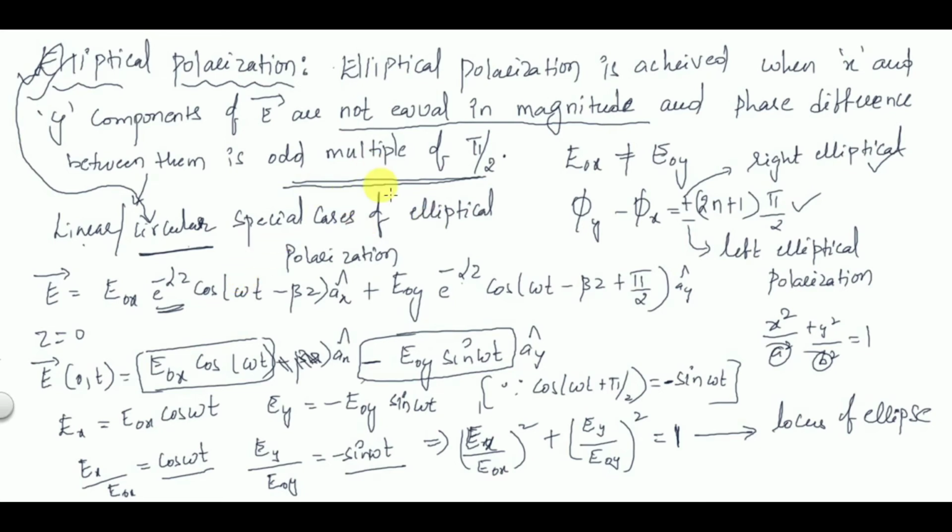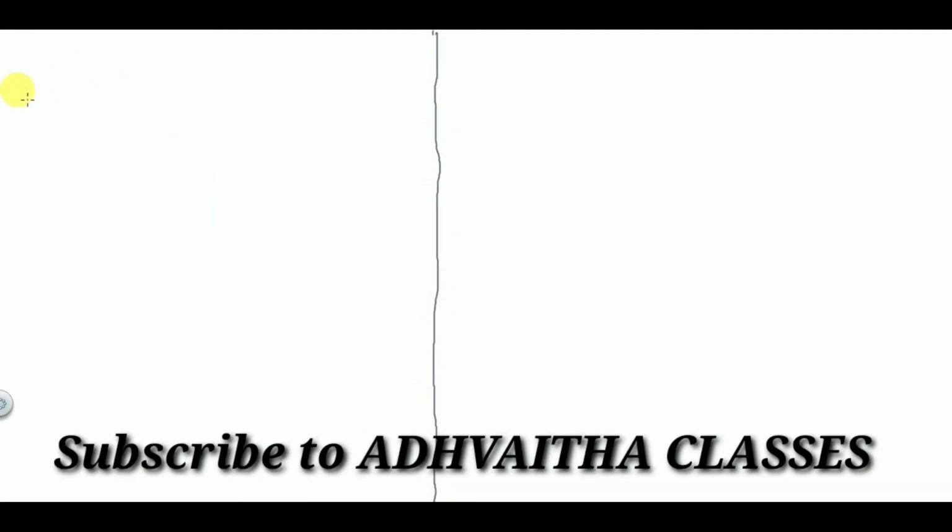Okay, so that is the reason, right? So next we'll see the different classifications of elliptical polarization, right?